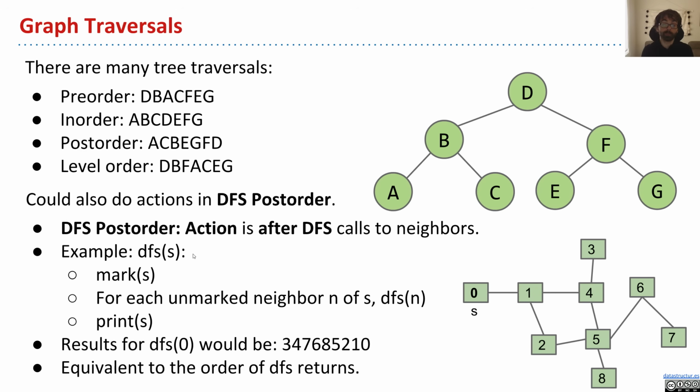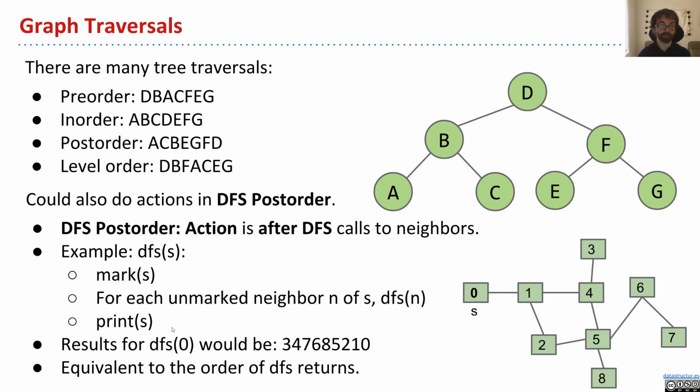Now you could also do post-order. We didn't do it just now, but a post-order would be taking actions after the DFS calls. So consider this version of some other algorithm where each depth first search call, it's recursive, would start by marking S, then for every unmarked neighbor, call DFS, and then print S. So in this case, the action is happening after the DFS calls, very similar to post order up here.